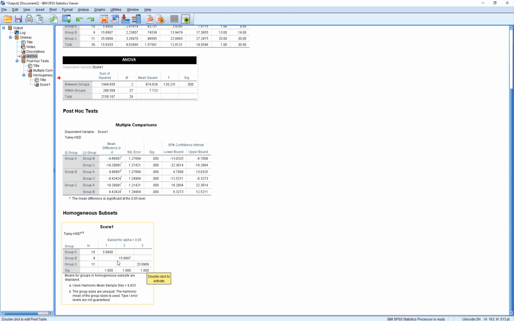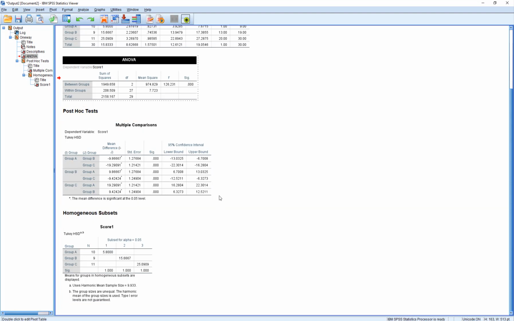If, for example, group B was right here and group A was right here, and there was column 1 and column 2 had group 3 by itself, then that would tell us that group A and B are the same, or similar enough to be considered the same, and group 3 or group C in its own column would be different from group A and group B.